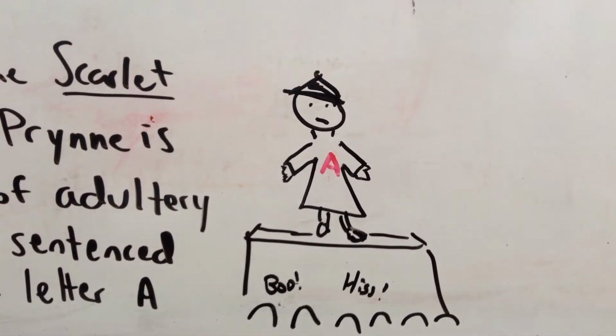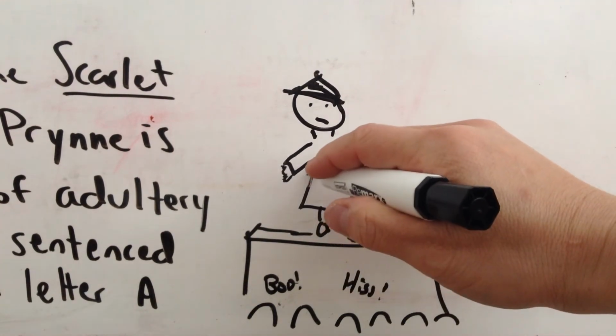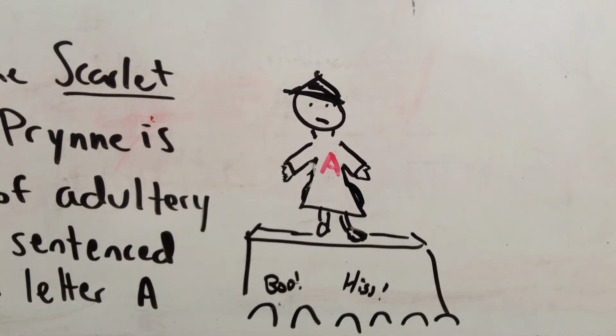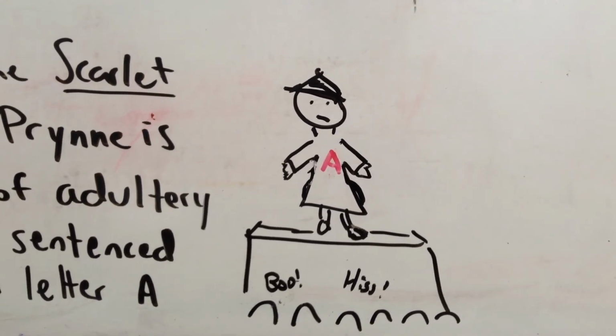And there's Hester Prynne. She is sentenced to wear the letter A. At first, she has to wear it and stand on a stand. I have to make her a little bit more pregnant. There we go. And all the villagers come and boo her and hiss her and say, "Who's the father? Who's the father? How dare you bring such bad morality to our town?"